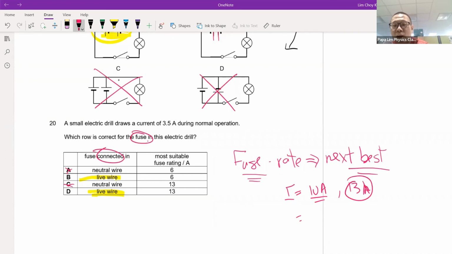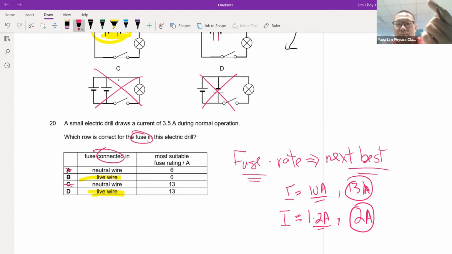If my current is 1.2A, I will not want to use 13A because it would be too high to be effective as a safety precaution. If my working current is 1.2A, the next possible fuse rating in the syllabus is a 2A fuse. So instead of a 13A fuse, I will use a 2A fuse because it is the most appropriate rating for the current in the circuit. If my working current is 3.5A, the next best appropriate rating is a 6A fuse, not a 13A fuse.